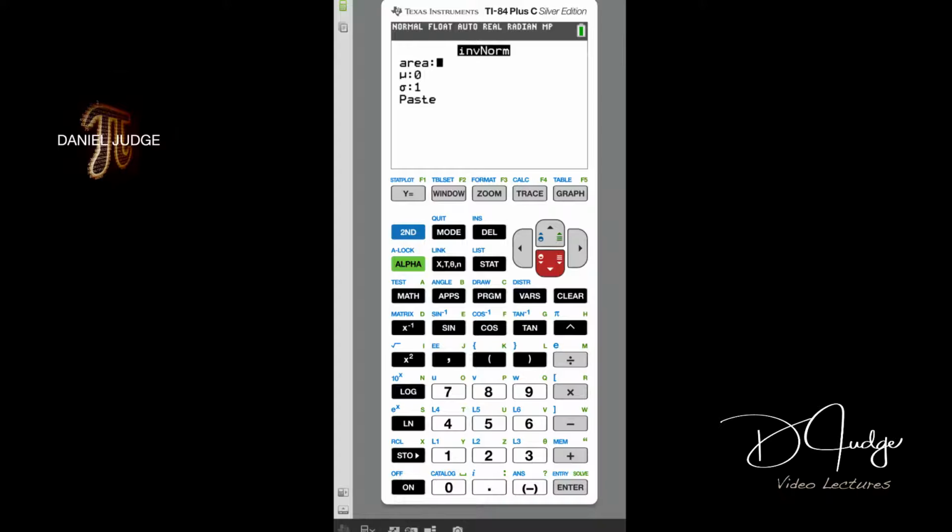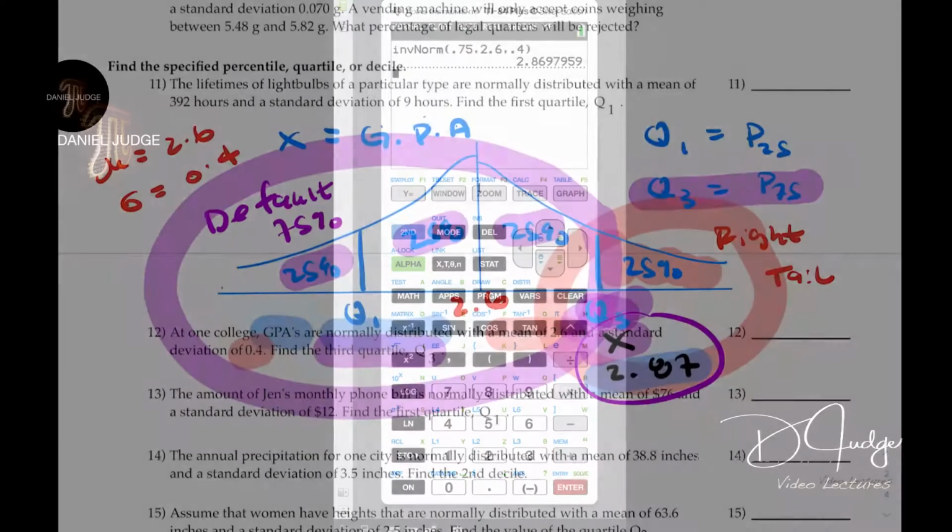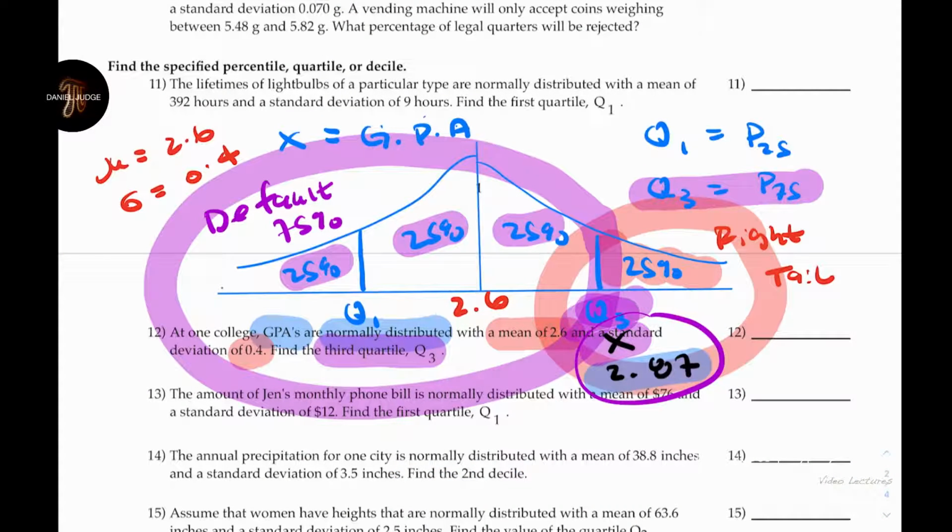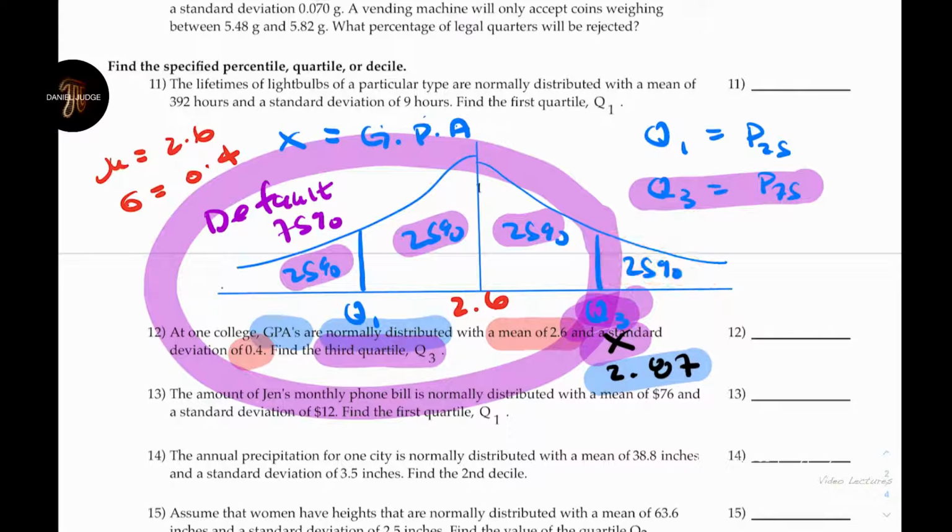So if you hit 75% as a decimal, 0.75, the mean is 2.6 because it's a GPA. Standard deviation is 0.4. You're going to paste that in, and ladies and gentlemen, you get the same exact answer. Is that the exact answer? Approximated to the nearest hundredths, it is. It's 2.87. So the default works as 2.87 again, and that's for some of you who don't have the option here of the right tail.